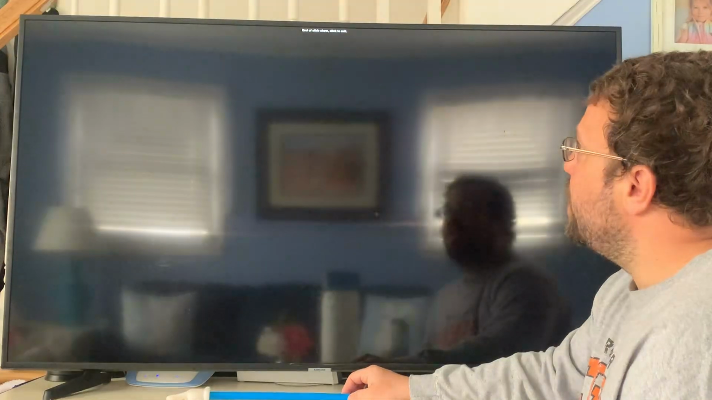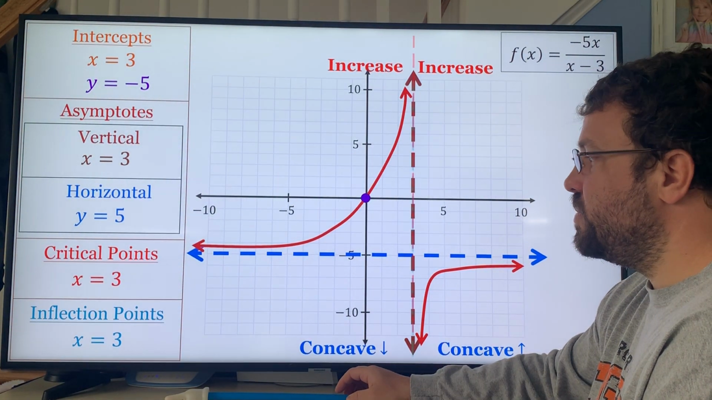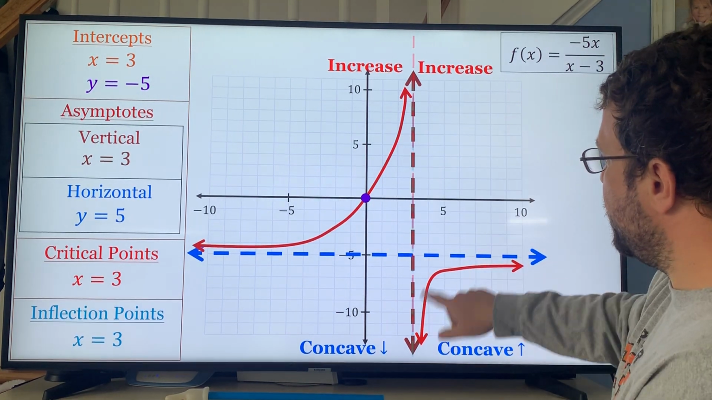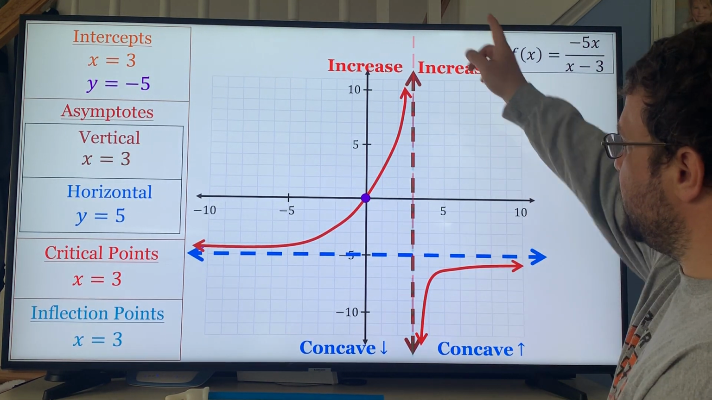All right, so that is your whole review. Hopefully you guys did well on it. This is the right thing you should have graphed. It goes through the intercept, concave, concave. Notice increasing, and then you have your asymptote.